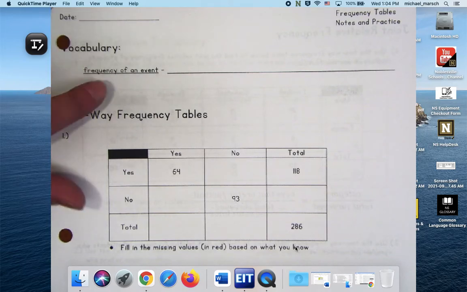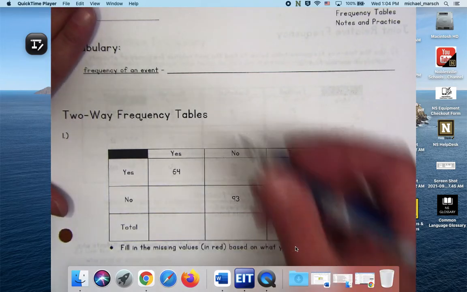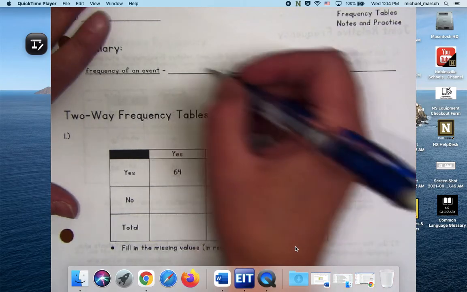Okay, here we go. Frequency tables. Frequency of an event is the number of times something happens.